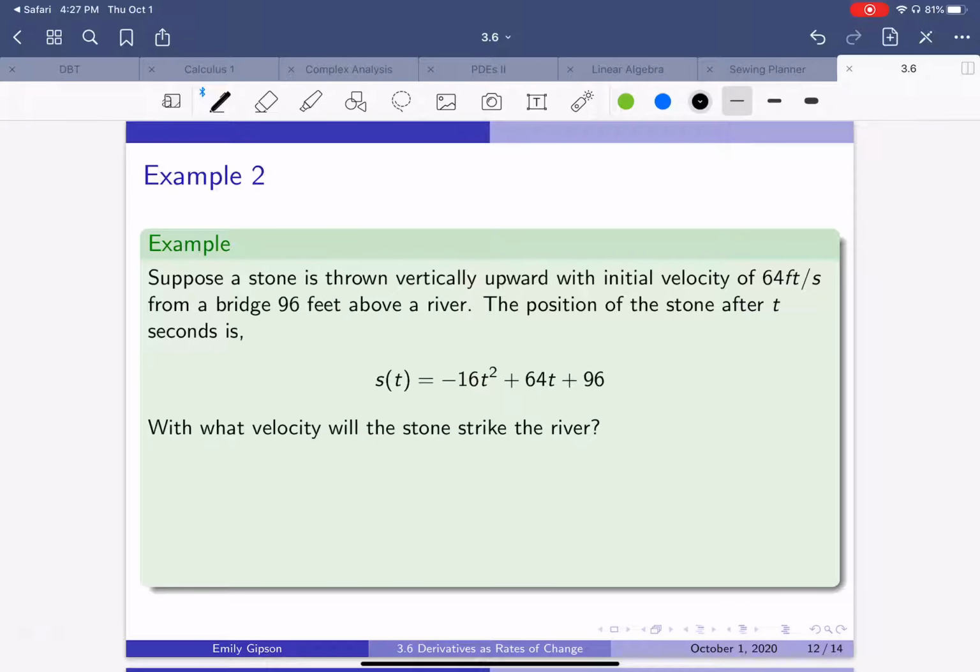With what velocity will the stone strike the river? So we know that the stone will strike the river when the position is equal to 0. So if we divide everything by negative 16, we're left with t squared minus 4t minus 6 equals 0. And then we just have a quadratic.